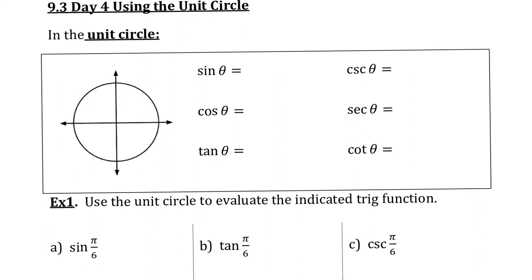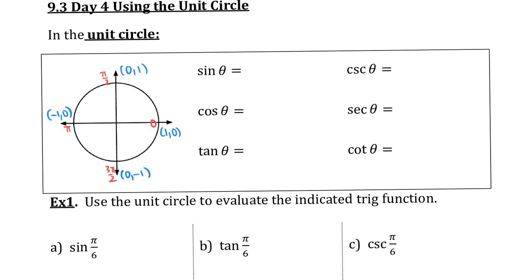Okay, 9.3 day 4, we're using the unit circle again. So to remind you, this is the unit circle, has a radius of 1, which means these ordered pairs on the corner are (1, 0), (0, 1), (-1, 0), and (0, -1). And I keep labeling them because they're important. This is 0, this is pi over 2, this is pi, this is 3 pi over 2.